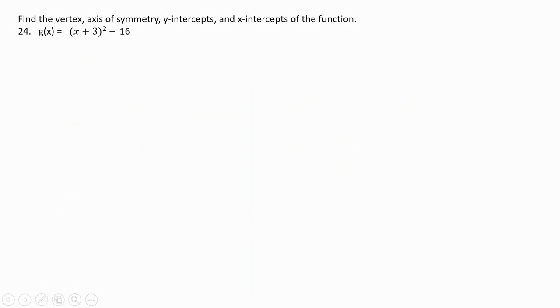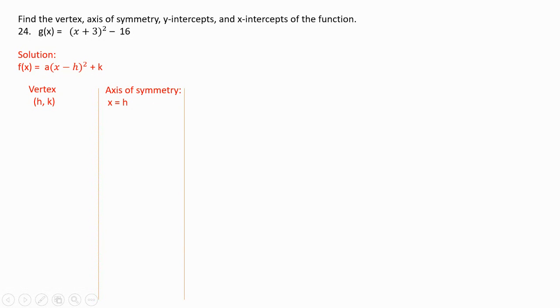Now, find the vertex and axis of symmetry. This is the same thing, but this is a quadratic equation in another form. So this is a form, right? My vertex is going to be (h, k). My axis of symmetry is going to be x equals h, which is the x part of the vertex. For the y-intercept, we let x equal 0 and solve for y. And for the x-intercepts, we let y equal 0 and solve for x.